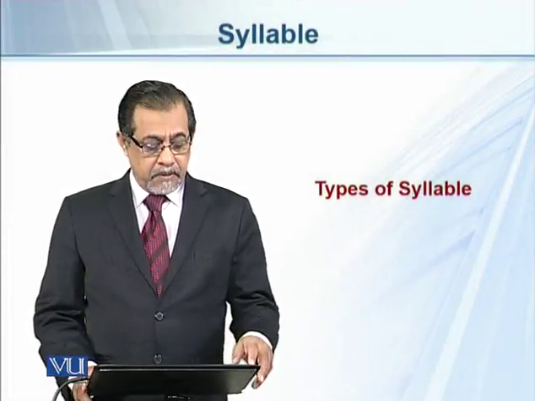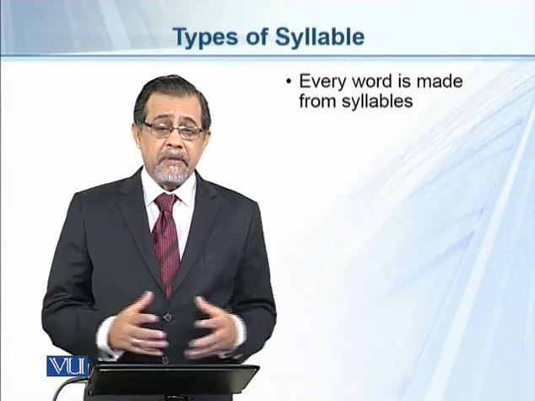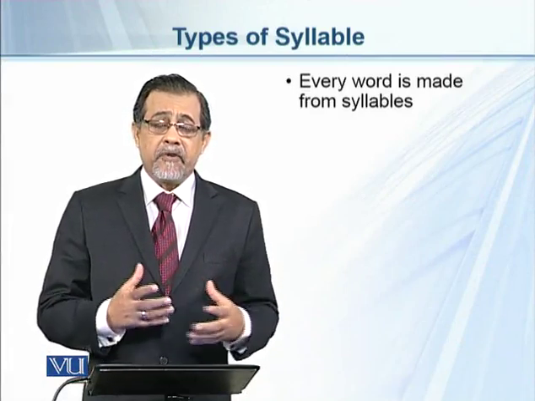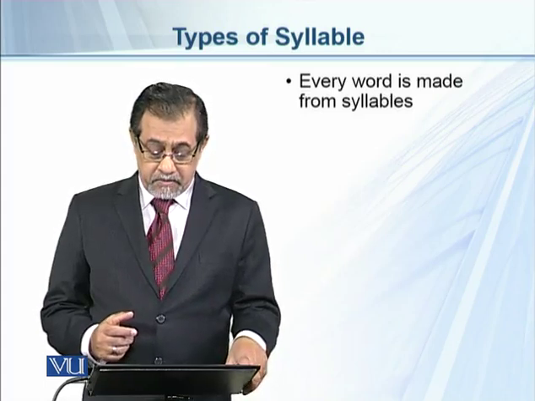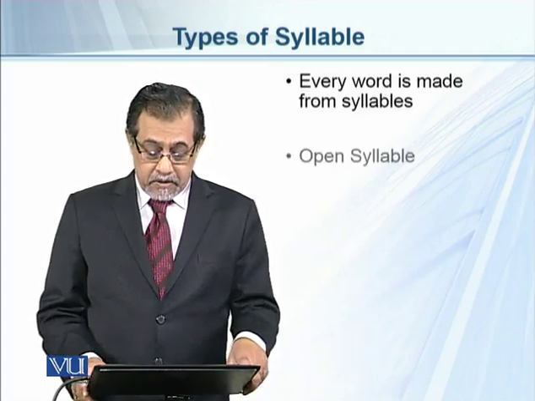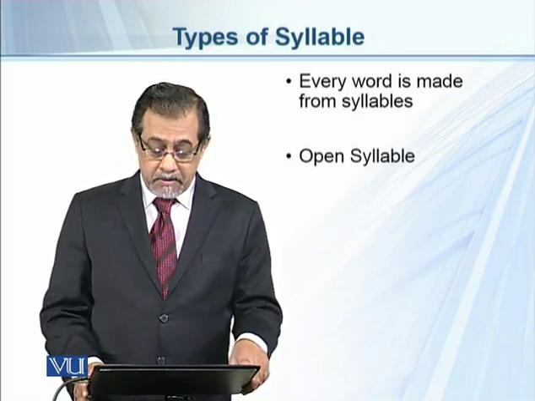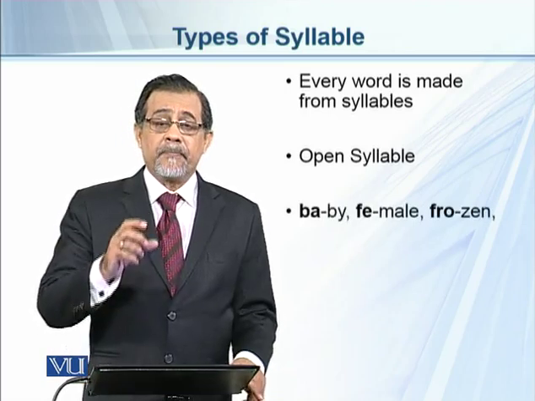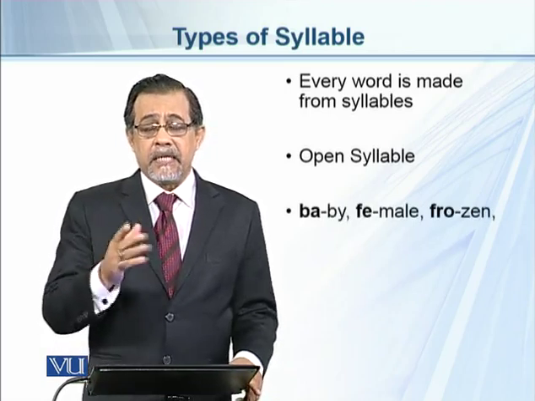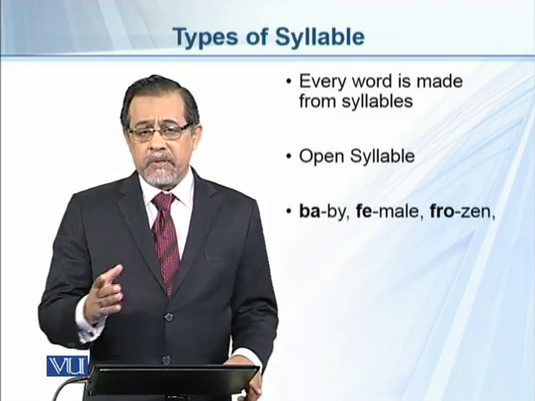Types of syllable. We've discussed that every word is made from syllables. It may be one, two, three, four, or more than that. One of the syllable types is the open syllable. It is a syllable in which the next syllable has a single consonant sound before the vowel sound.